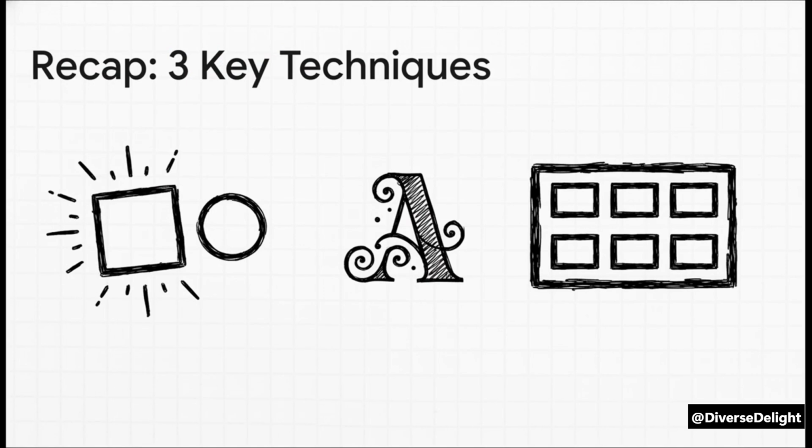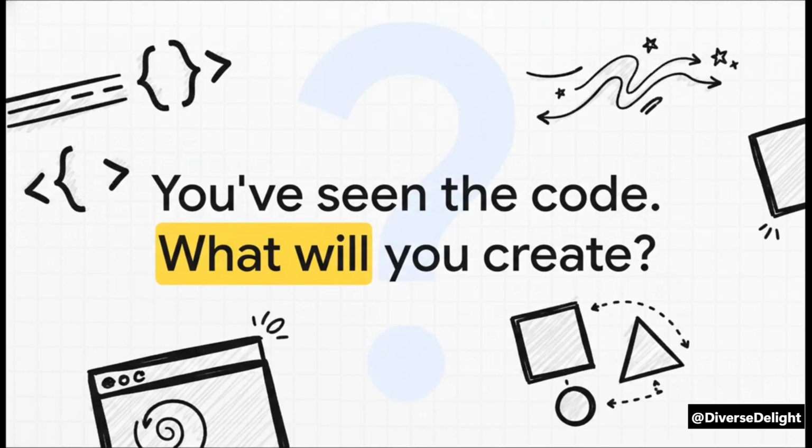We started with CSS transitions to create those buttery smooth animations. Then we brought in web fonts to give our site a unique personality and voice. And finally, we used the power of Flexbox to build a modern, robust, and perfectly aligned layout. Each one of these is powerful on its own, but when you put them together, that's when you really elevate a design. So you've seen the code.